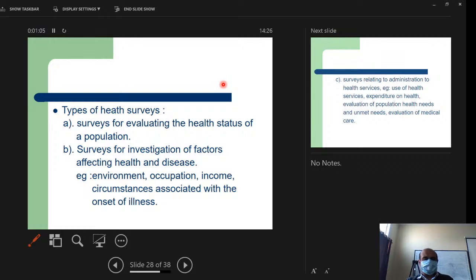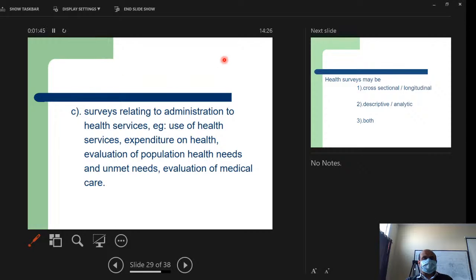Yeah, so the types of health survey include, sorry, I'll repeat again. Surveys for evaluating the health status of the population, surveys for investigation of factors affecting health and disease, for example, environment, occupation, income, and circumstances associated with the onset of the illness. Those are risk factors or correlated factors.